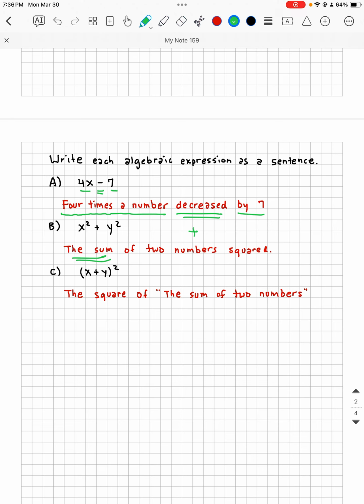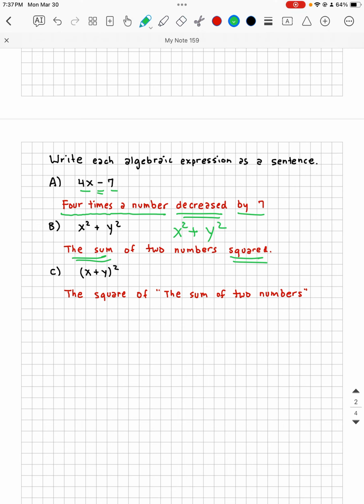Now, in terms of what that something is, it will be two numbers squared. So the two numbers, once again, they're unknown. Normally, we would say x and y, but then we also are told that those numbers are squared. So that's why it's x squared plus y squared.